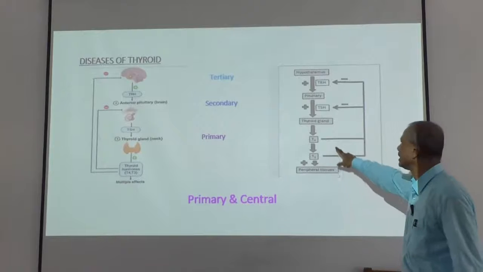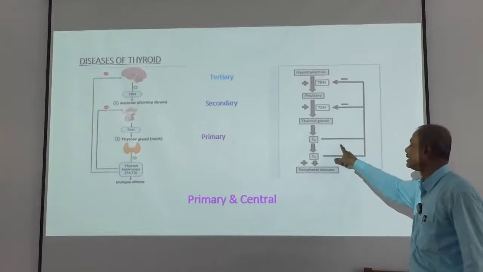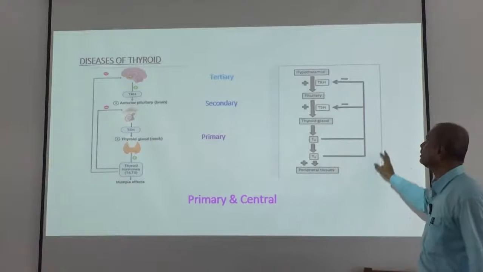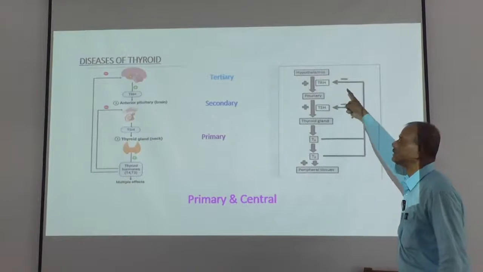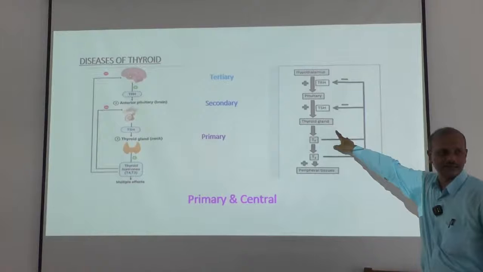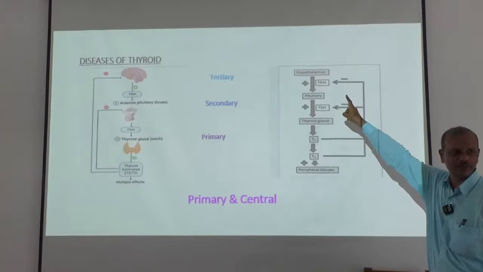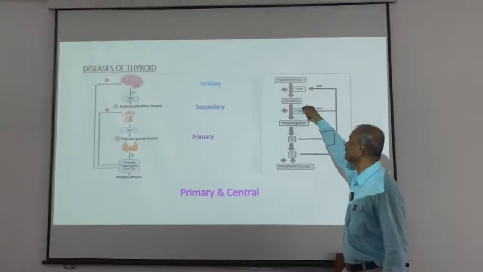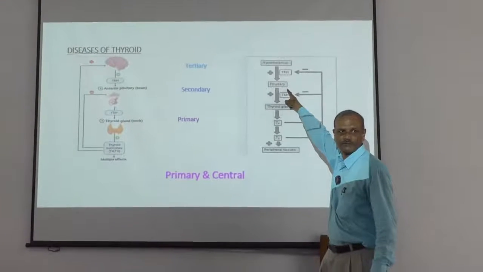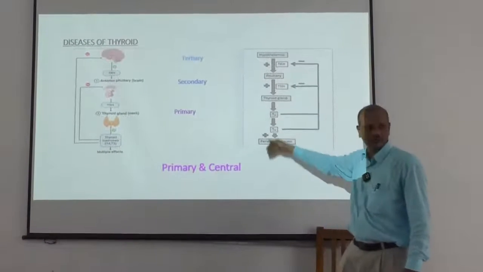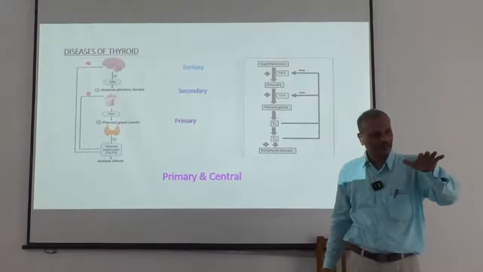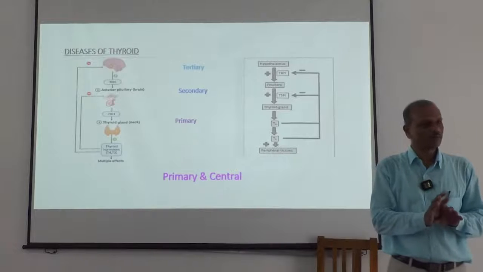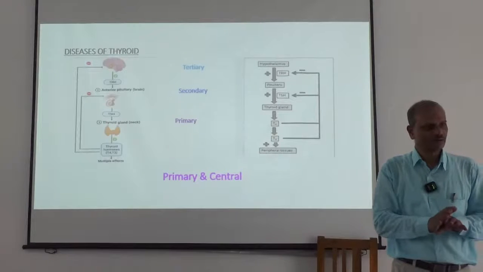What has happened is that if there is decreased production of T4 and T3 from the thyroid gland, there will be stimulation by TSH and also TRH, because TSH secretion is regulated by the hypothalamus through TRH. So TRH is secreted, it stimulates the pituitary, and more TSH is formed. So the less the T3 and T4, the more the TSH level and TRH level.